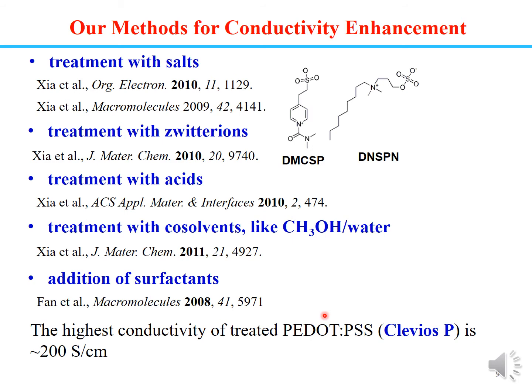Our early work to enhance the conductivity of PEDOT:PSS was carried out on Clevios P. We invented a couple of methods, such as treatment with salt, zwitterions, or acid or cold solvent, or by adding surfactant into PEDOT:PSS aqueous solution. Through this treatment, the conductivity of PEDOT:PSS can be up to 200 Siemens per centimeter.